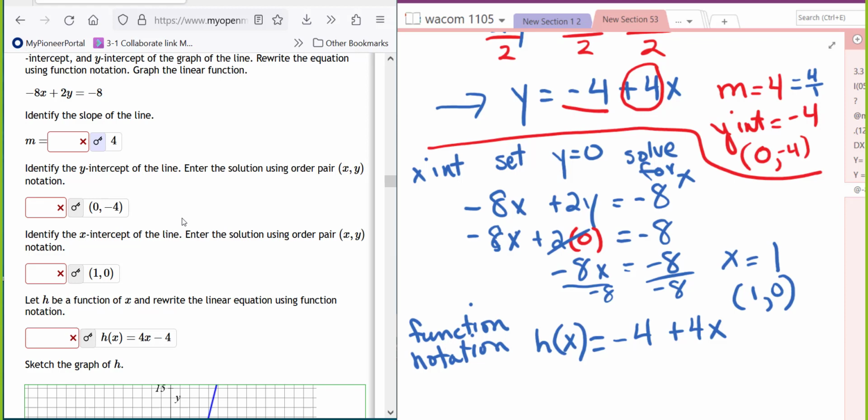All right, so that was 13. Next I picked 15.